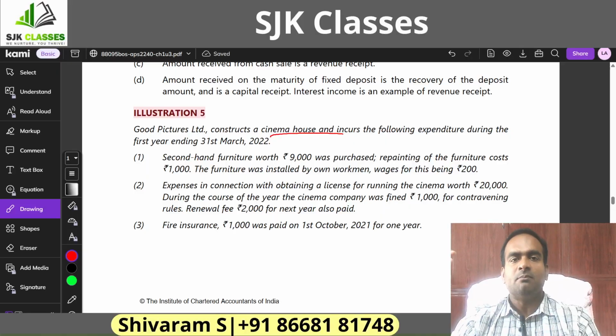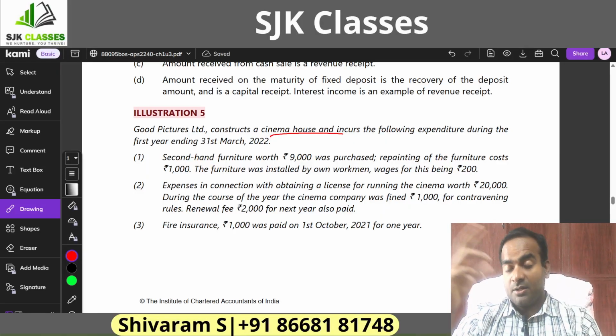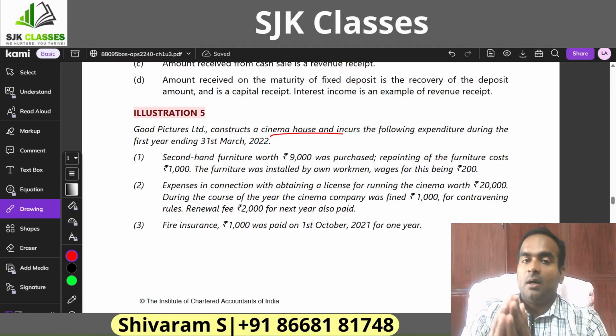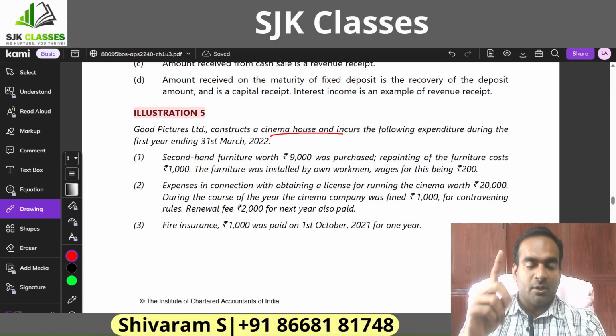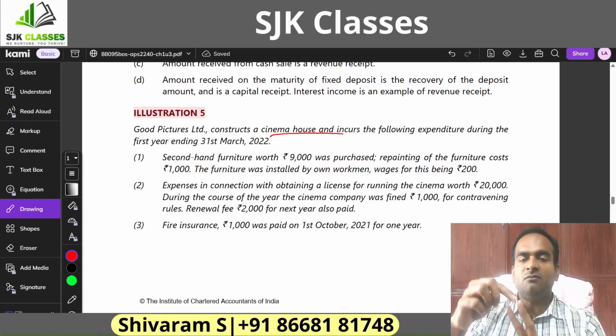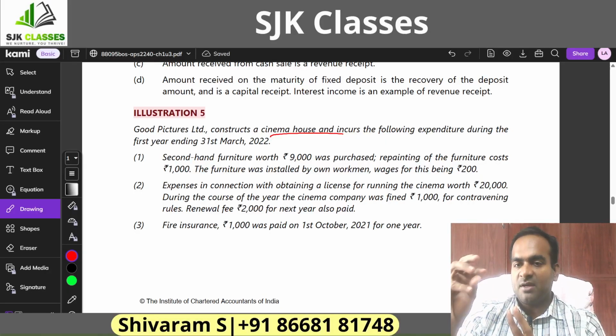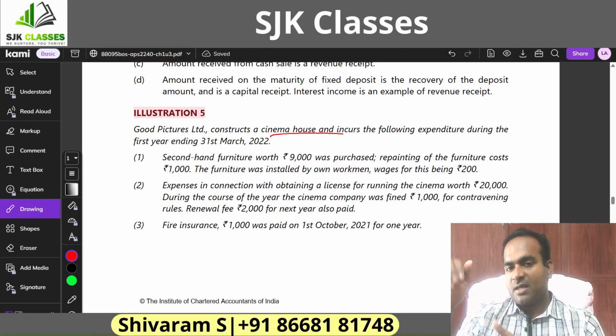If there are no long-term benefits, then we check the second condition. The first point is long-term benefit. The second condition is to bring the asset to usable condition. So if either of these two conditions is fulfilled, we'll classify it as a capital expenditure. If none of them is fulfilled, we'll classify it as a revenue expenditure.